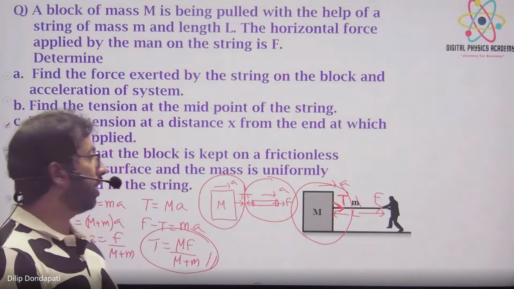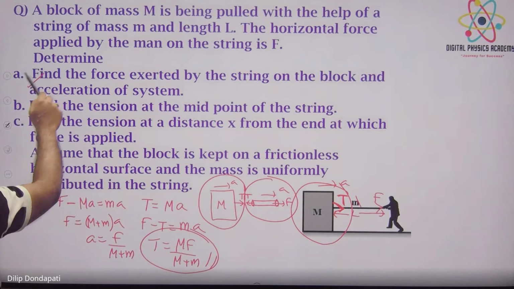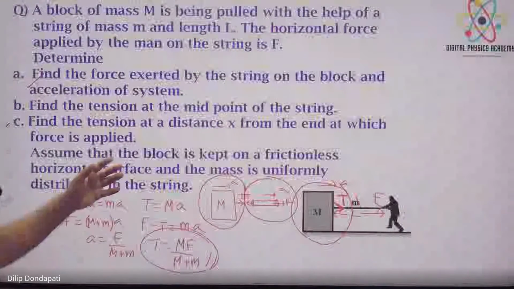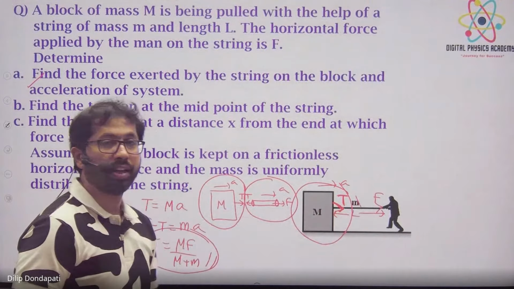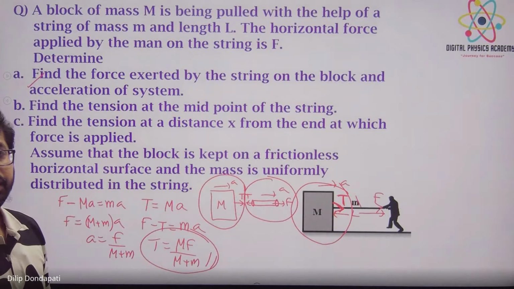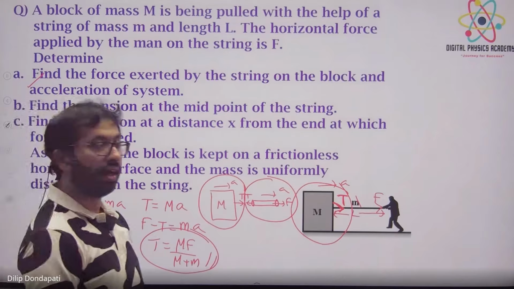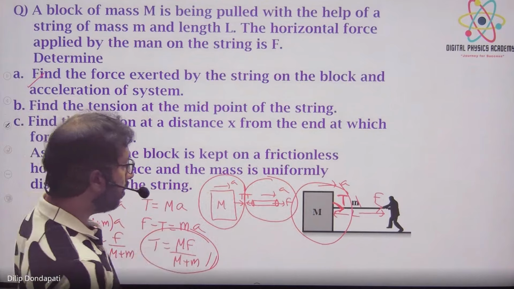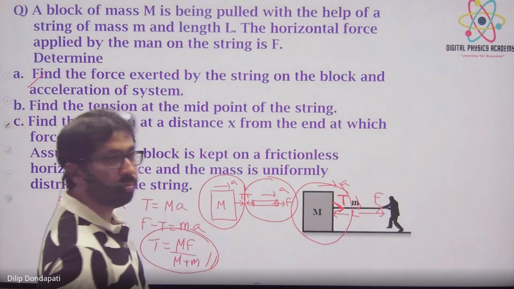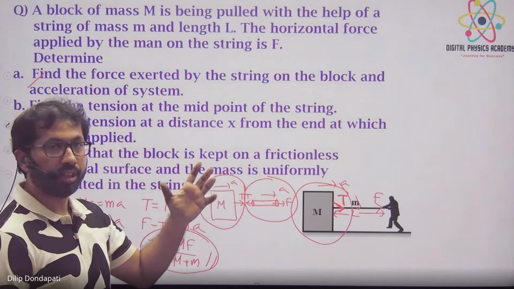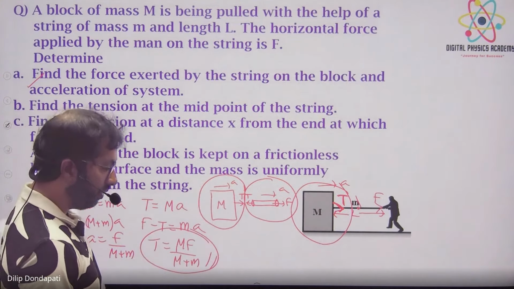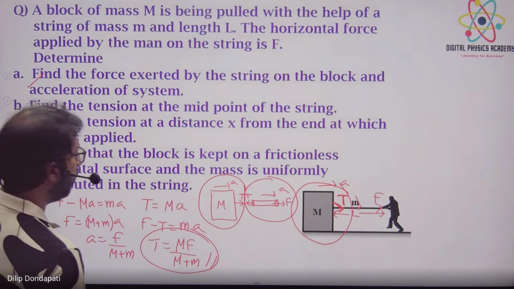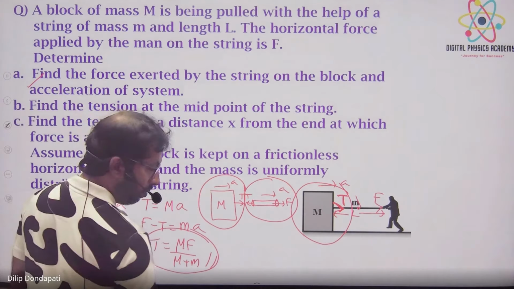Okay, now do the second one. Find the tension at the midpoint of the string, exactly at the midpoint. So the mass of the string will be m by 2 on each side. Exactly at the midpoint. See, this is a string with mass, unlike the massless strings so far. Try. Find the tension in the middle of the string. So how will it be in the middle?